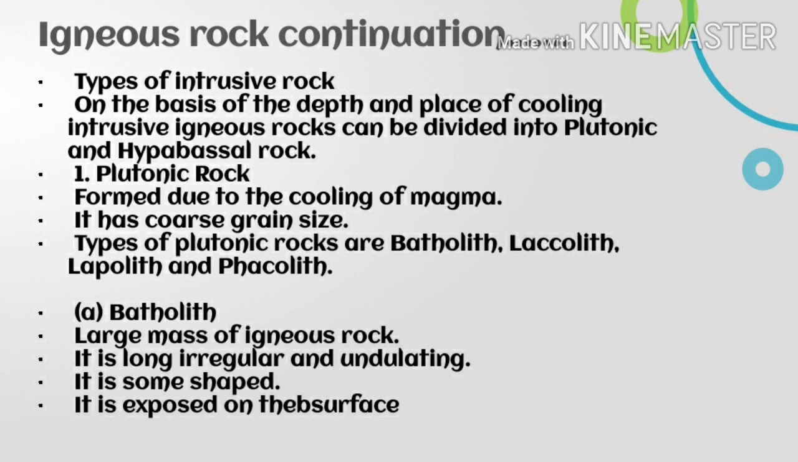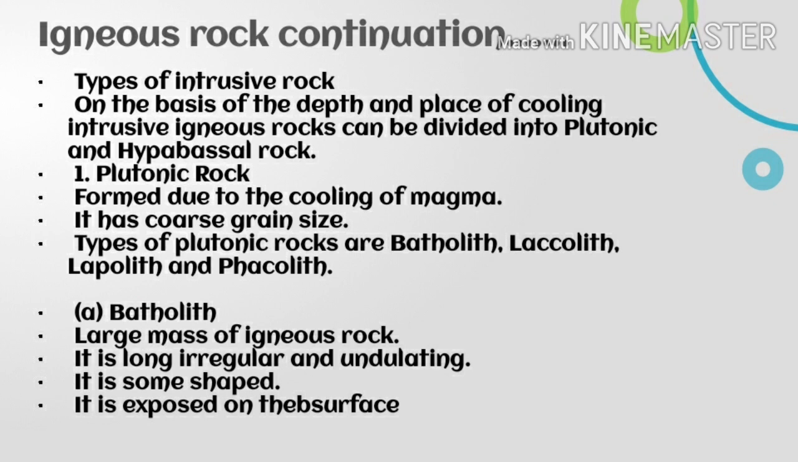We all know that intrusive igneous rock, or any kind of igneous rock, is formed due to the cooling of the magma. So plutonic rock is no different. It is also formed due to the cooling of the magma deep underneath the surface of the earth. And since it is formed deep underneath the surface of the earth, we can say that this rock has a very deep-seated origin. That's why the term plutonic has been used.